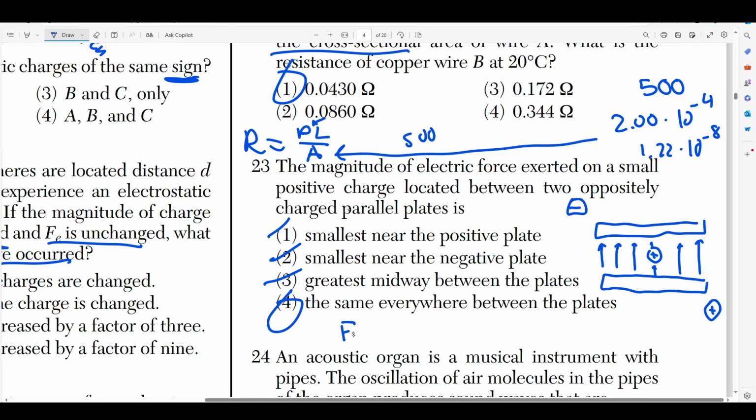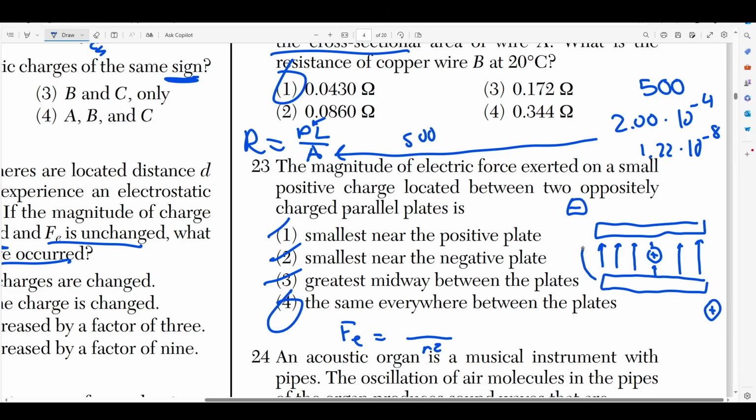Fe, or electrostatic force, is equal to K times Q1 times Q2 divided by radius squared, right? The charge of these two plates is going to be the same. It stays constant. You're not changing the charge in the plates, and you're not changing the electrostatic constant either. So the only thing that can change the electrostatic force here is the distance between these two plates. And you know that because they're parallel, the distance between the two plates is going to be the same so long as the plates are there.